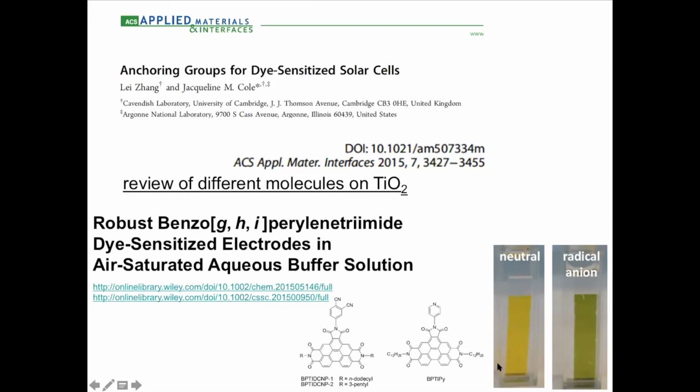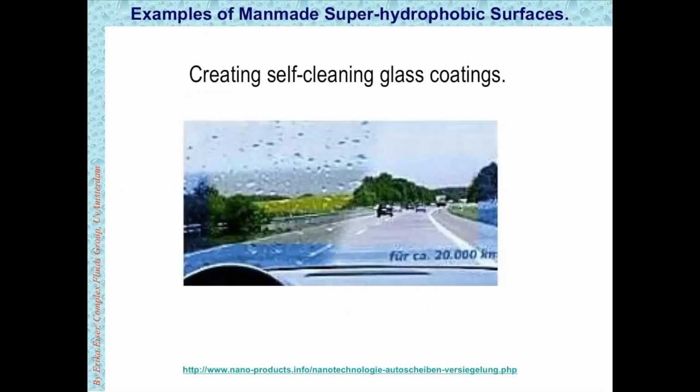So you get a yellow layer. But if you now, either with electrochemistry or with a sacrificial electron donor, something that gives off an electron, you can also turn it into the radical anion. So you can do electrochemistry on the layer, and you can reversibly change this color and also the properties. There's also applications for this, for instance, to have self-cleaning glass.